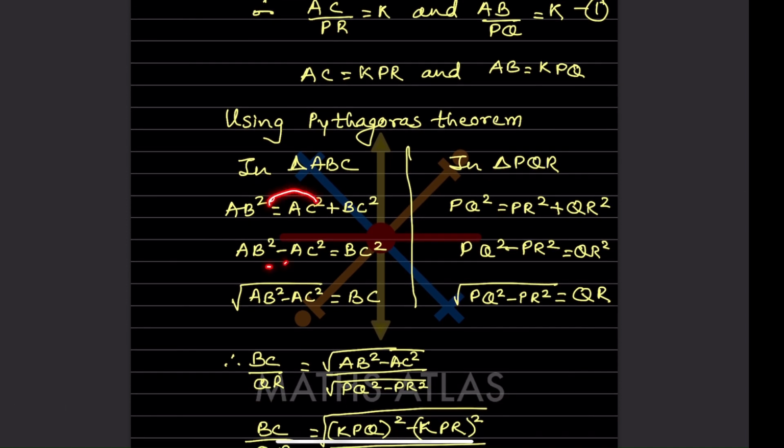AB minus AC square, that is here, this is BC square. So now we want the BC. What is BC? When you square both sides, BC will be the root of AB square minus AC square. Same over here.